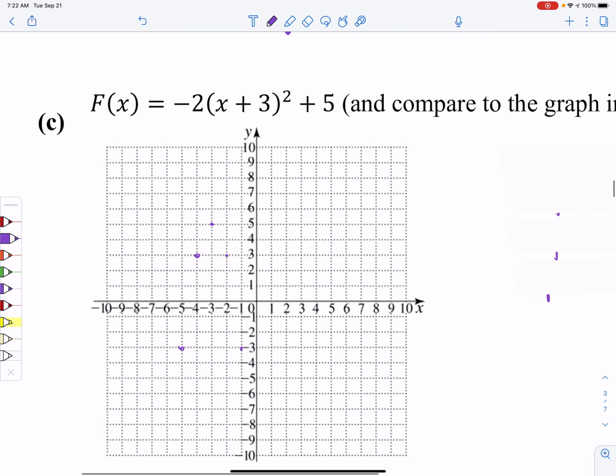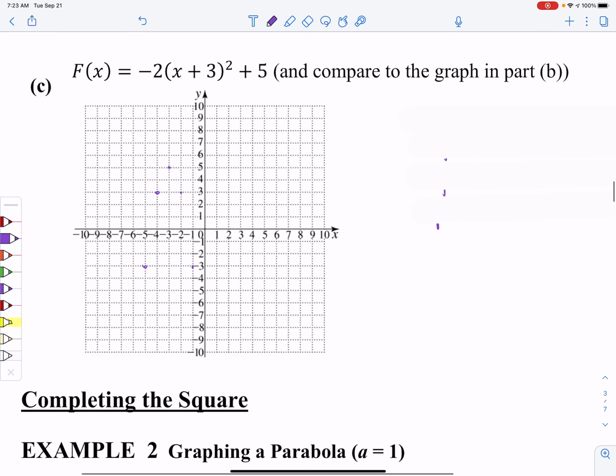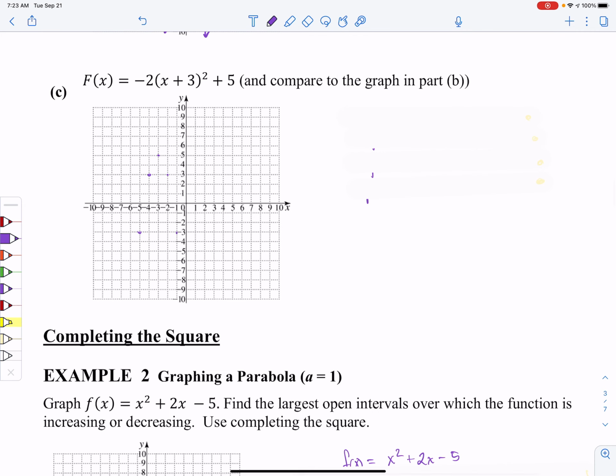All right, we can do letter C the exact same way by using what we learned in section 2.7. And so we've got a vertical stretch of 2. We have a reflection over the x-axis, just like we did in the last example. The inside tells me to move to the left 3, and the outside tells me to move up 5. So you'll notice that the very first thing I did here was I moved left 3 and I moved up 5. And that's where my vertex is.